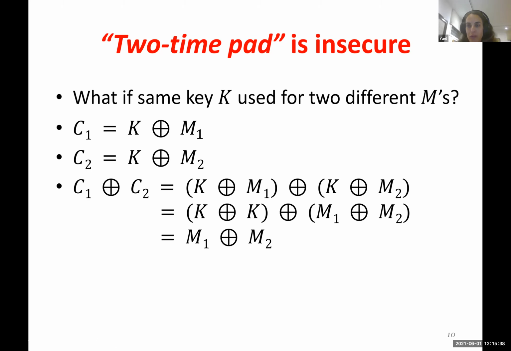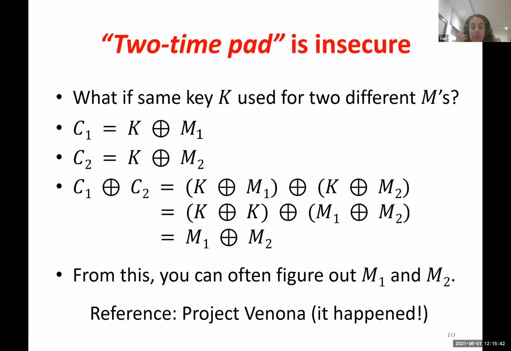That does reveal information, and that's a problem. From this, you can figure out some information. And actually, this was an attack used in World War II. It's called Project Venona, where the United States learned information about ciphers used by the Soviet Union, and it's exactly these types of attacks.